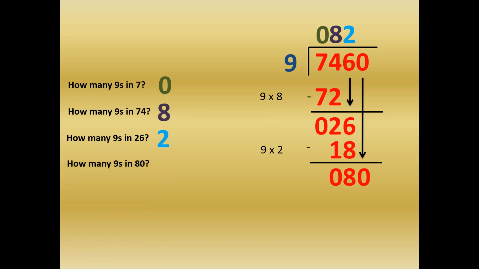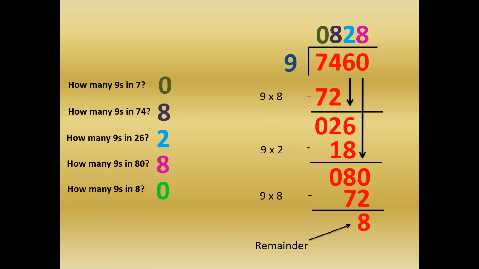So how many 9s in 8, or 80? It would be 8 of them. So we put an 8 above the 0. 9 times 8 is equal to 72. And 80 minus 72 is equal to 8.